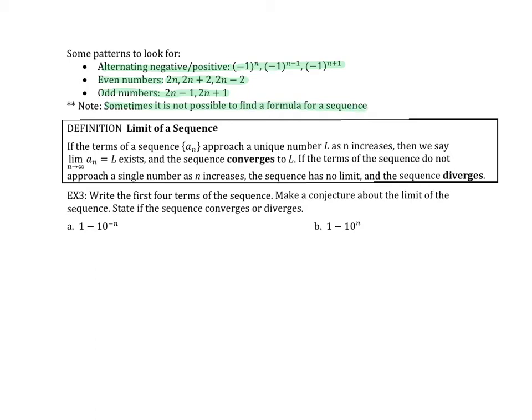So a question that comes up is, are the numbers going somewhere? Are they approaching a value? Because it is just a list of numbers. So that's where we're going to talk about the limit of a sequence.